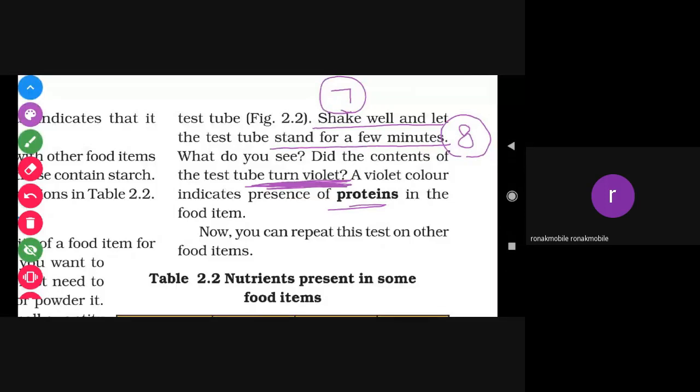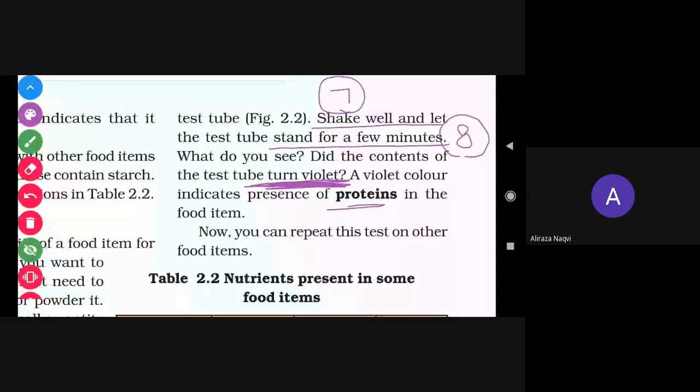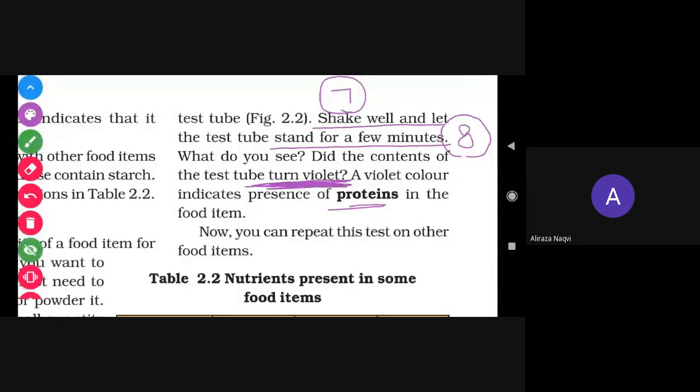Hassan, do you want to answer the question? Yes, ma'am. First we have to take a test tube, and then we have to drop some solution. Ma'am, what is that solution? First of all, you need to take a food item and convert it into powder or paste. Yes, ma'am. We have to convert it into powder or paste, and drop that solution in it.